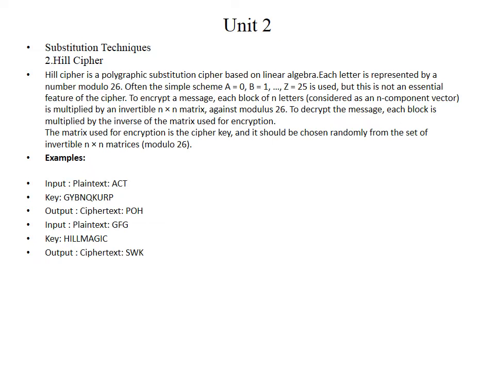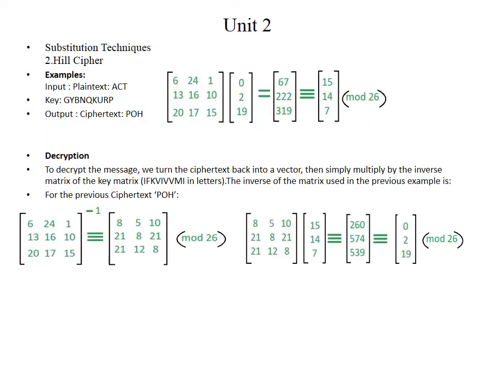So let's take one example. Input is ACT, key is G, Y, B, N, Q, K, U, R, P, and the converted ciphertext is POH. How is it converted? See here, ACT: the position of letter A is the 0th position, C is at the 2nd position, and T is at the 19th position.